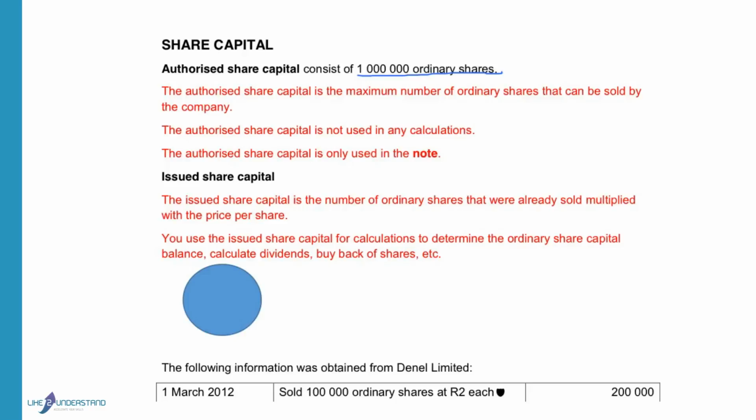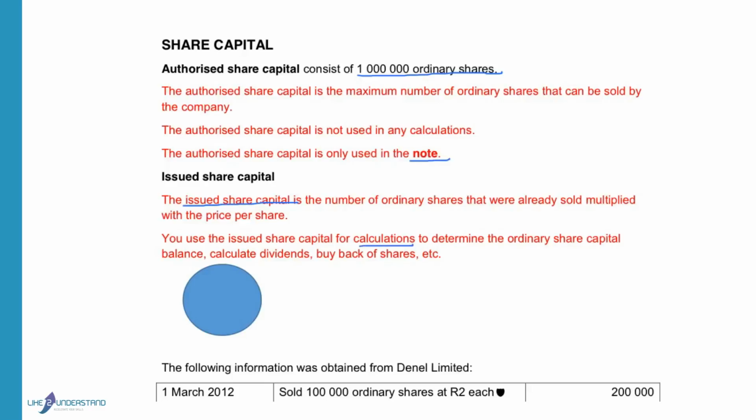This authorized share capital is never used in calculations. The only place that you will ever use your authorized share capital is in the note for share capital that will accompany the balance sheet. Issued share capital is the number of ordinary shares that was already issued, and you multiply that number with the price per share, so at the price that you sold the shares originally. You use the issued share capital for calculations.